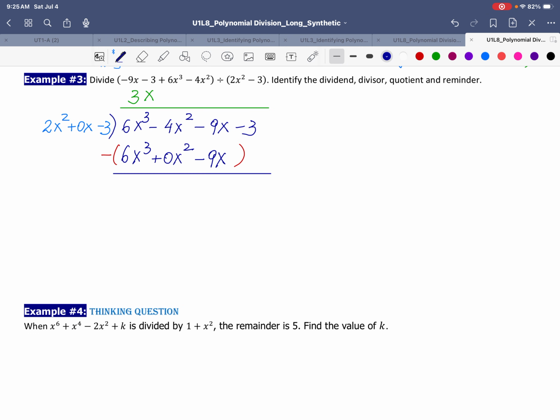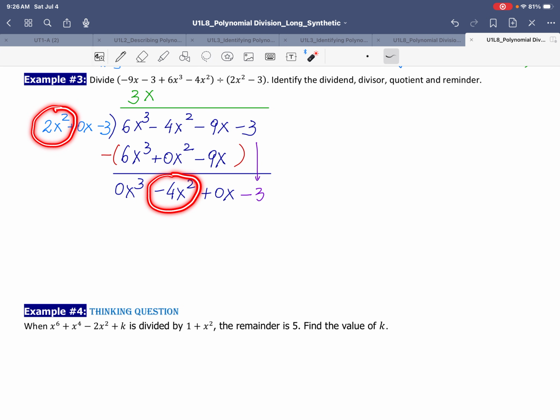And now we have 6x cubed minus 6x cubed, 0x cubed. Negative 4x squared minus 0x squared, negative 4x squared. Negative 9x minus negative 9x equals 0x. Bring negative 3 down. Again, same process. How many times does 2x squared go into negative 4x squared? So we go negative 4 over 2, so that's negative 2. And then x squared and x squared divide to 1, so just negative 2.